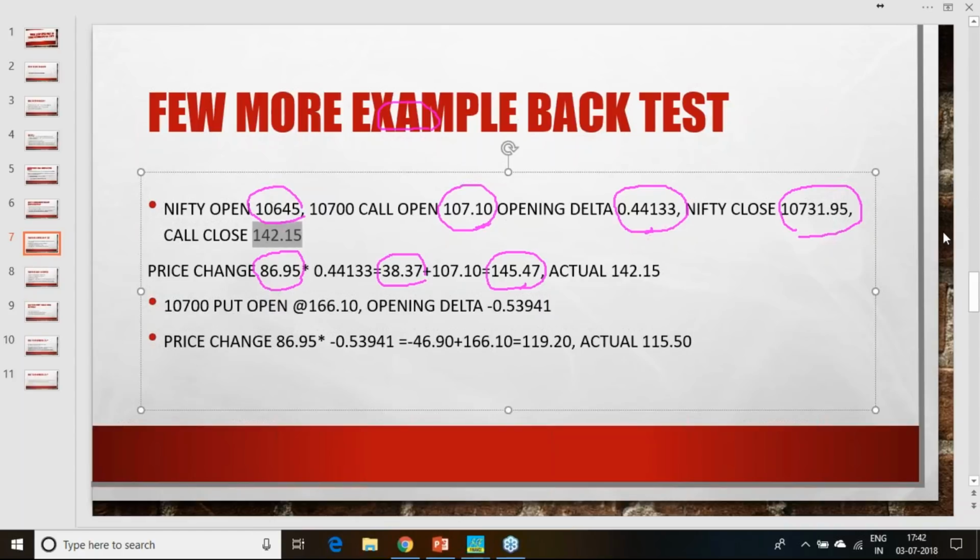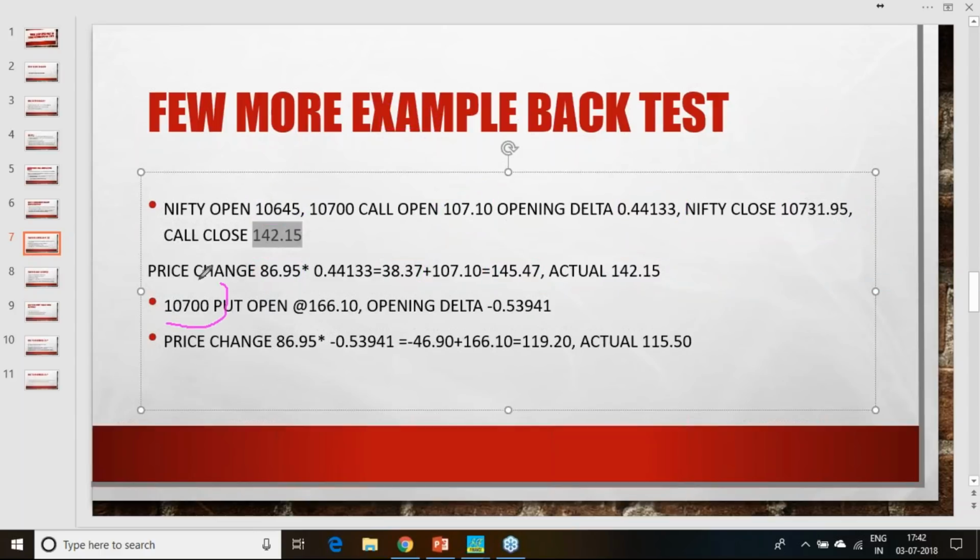However, in the real market the call option closed at 142. So very close, some 2 to 3 rupees less, it has triggered. However, very close values I got. Why this 3 rupees difference is there, that also I will justify. See another example also.